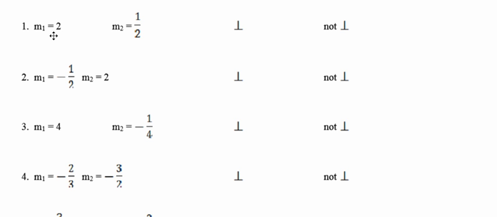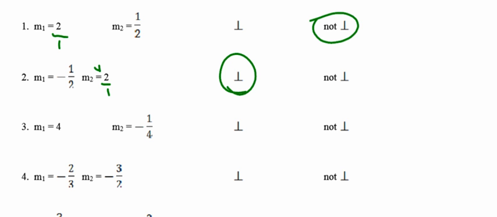So in this particular case, I'm going to turn this one into an improper fraction. We've got 2/1, 1/2. They are reciprocals. However, we don't have one positive and one negative, and they are therefore not perpendicular. Number 2, this guy's a -1/2. This guy's a 2/1. So again, I've got two numbers that are reciprocals, where one is negative, the other's positive, making these two guys perpendicular.